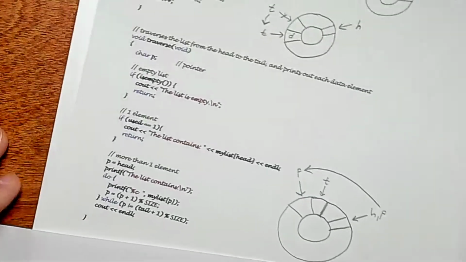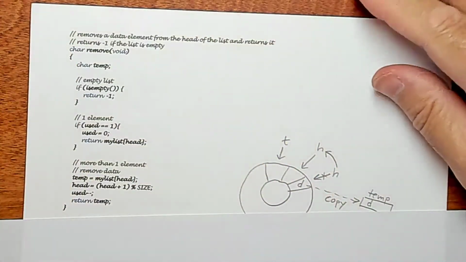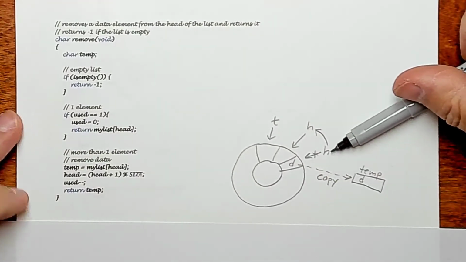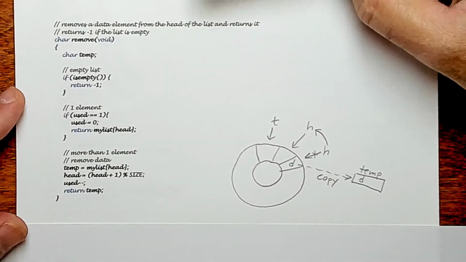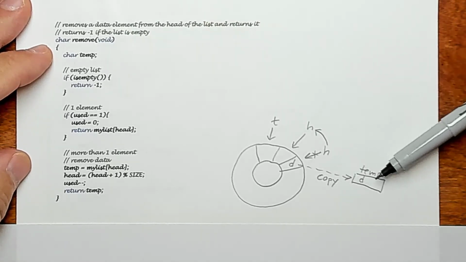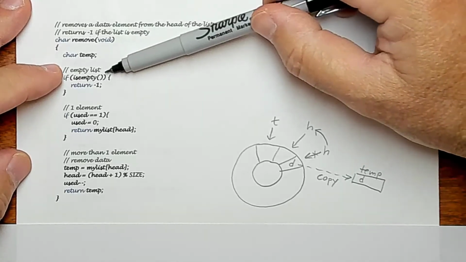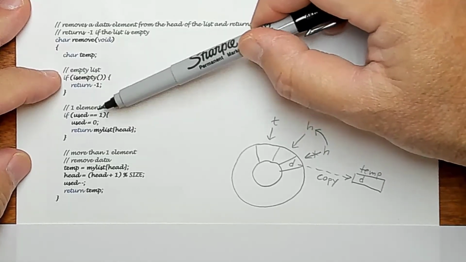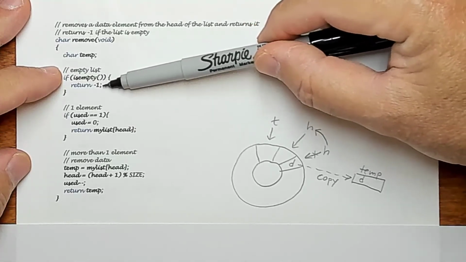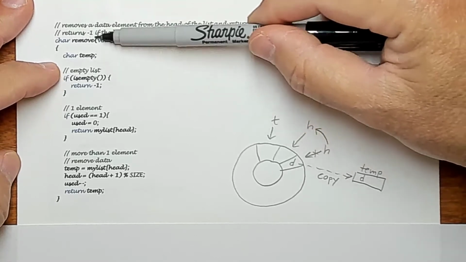Okay, moving right along, we've got remove. So remove removes from the head. So we're going to the head and just returning a copy of that in temp, and then we're scooting the head down. Okay, there's a couple of special cases where it could be empty and it could be one element. So if it's empty, there's nothing to remove, and you just return -1, which would be interpreted as false from the calling side of remove.